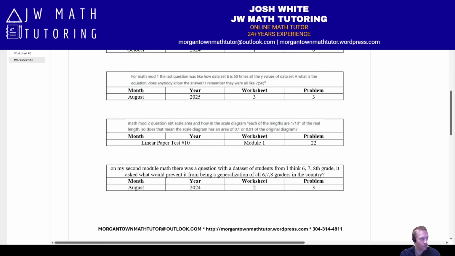Another one that was just done fairly recently, in August 2025, was a problem where you're given some function. It's basically an exponential function, and it asks what the new function would be if you took the original and multiplied every y value in it by some number, like by 50 or by 20 or by whatever.